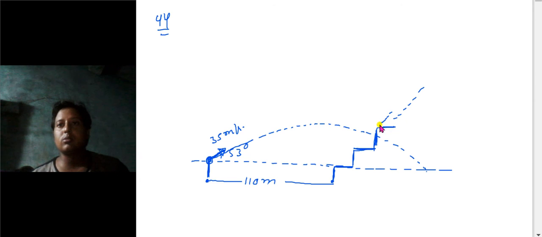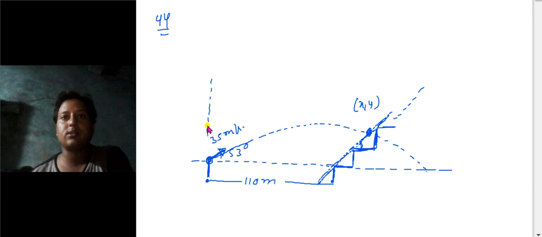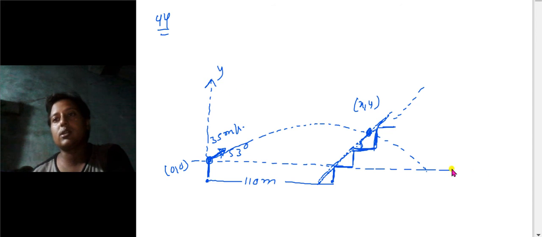If we join all the vertices of the bench shown, it is a line having a slope 1, because this length and this length is same, so the angle is 45, tan 45 is 1. Suppose this coordinate is x, y, where our origin lies here. This is our y-axis and this one is our x-axis. So this distance is x and this height is y.